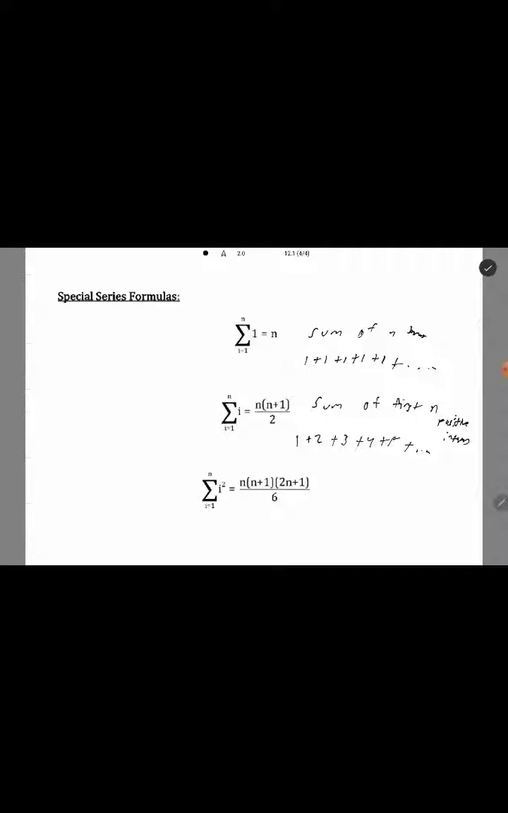This one here is the sum of squares. Sum of squares of the first n positive integers. And if all that is Greek to you, what it looks like is 1 squared plus 2 squared plus 3 squared plus 4 squared... all the way to n squared.